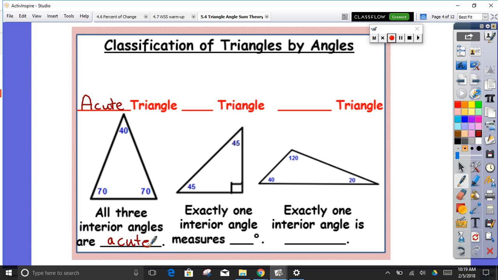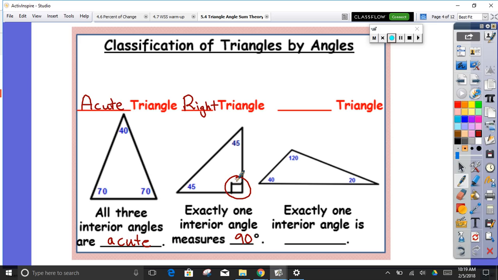Can anyone tell me what kind of triangle this one is? Katie? A right triangle. And in a right triangle, exactly one interior angle measures 90 degrees. And we have that here. We're used to seeing this little square symbol as a way to tell us that an angle is 90 degrees or a right angle.